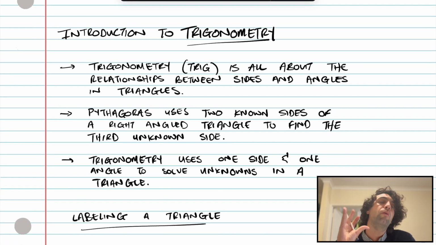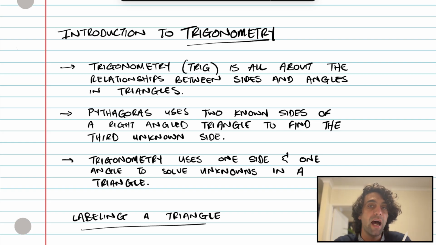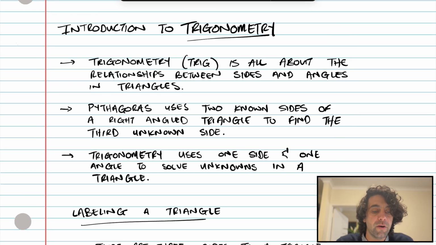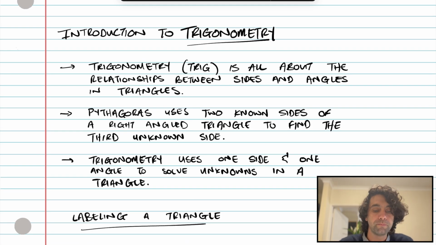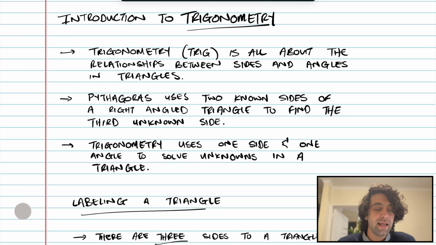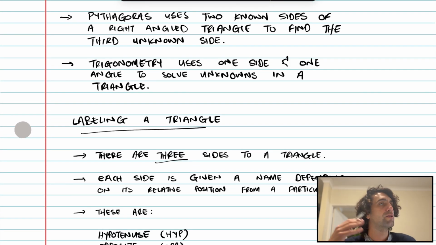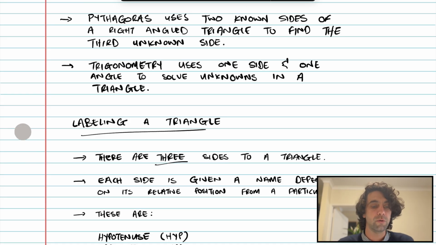Trigonometry is all about the relationships between the sides and angles of a triangle. In grade 10, we are going to be specifically focusing on right-angled triangles. Previously, we used Pythagoras' theorem, which uses two known sides to figure out the third unknown side in a triangle. The sum of the squares of the two sides is equal to the square of the hypotenuse, and we would take the square root to solve the unknown side. In that case, it would be the hypotenuse.